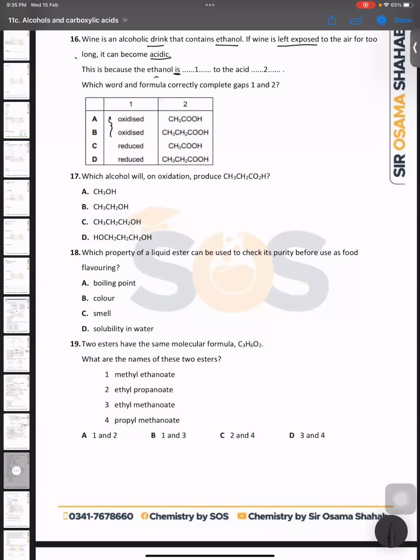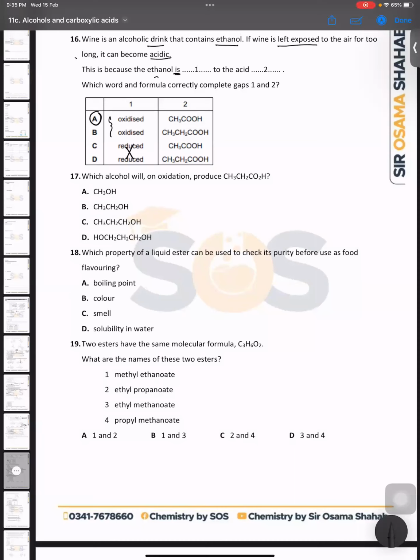So 1 or 2 can be the right answer, A or B, sorry. And then C and D cannot be the right answer. So if you have 2 carbons, definitely the carboxylic acid which is forming should have 2 carbons. So the right answer would be A. Ethanol can be oxidized to ethanoic acid if you leave this open for so long.